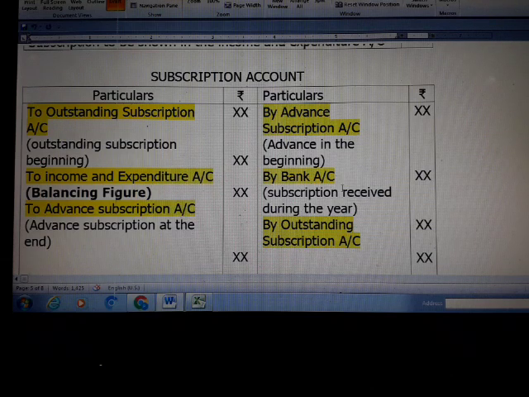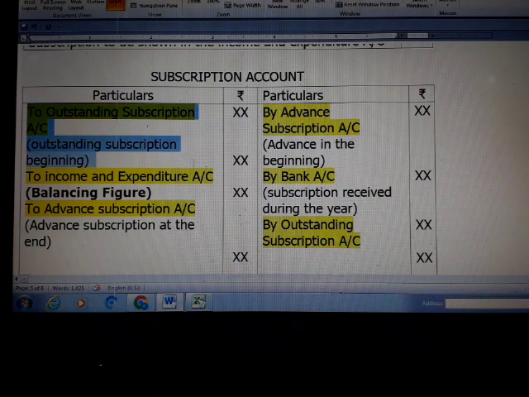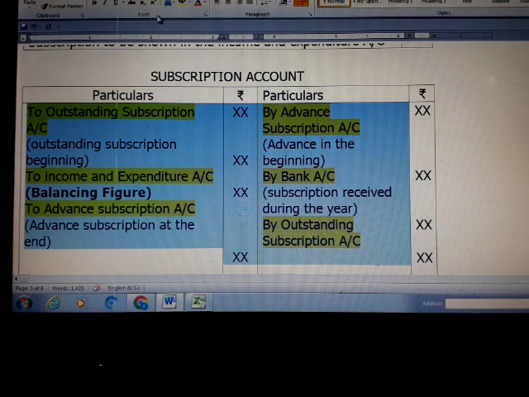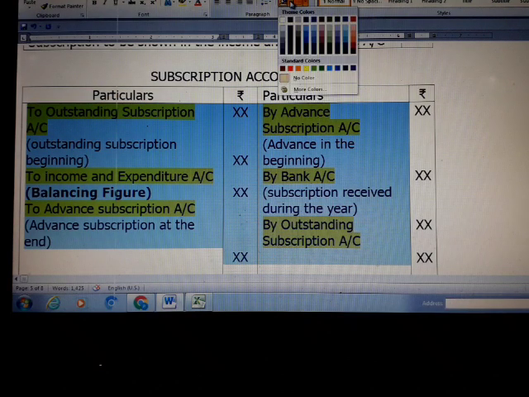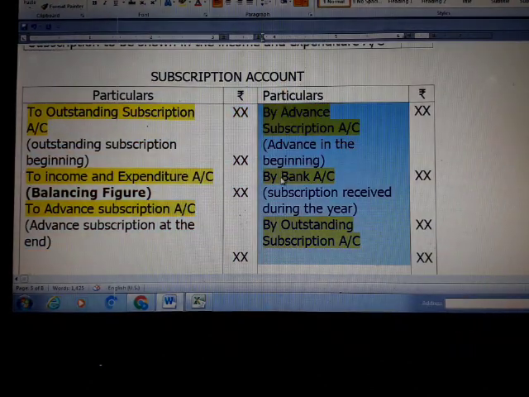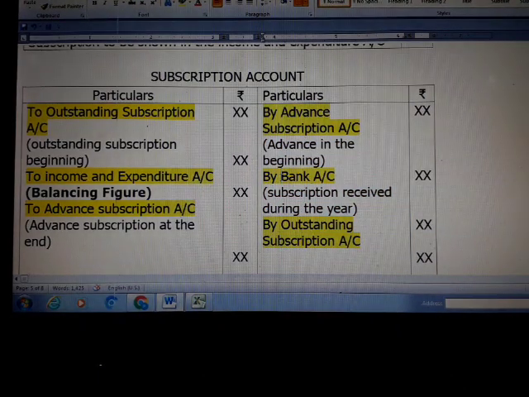So the amount that you receive towards subscription will be documented on the credit side of the subscription account as by bank. I just repeated, the amount that you have received as a subscription during the current year will be documented as by bank. Can you understand? So this is what they are trying to say. So by bank you will mention it on the credit side.